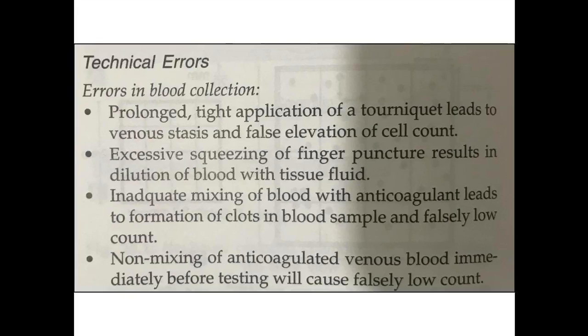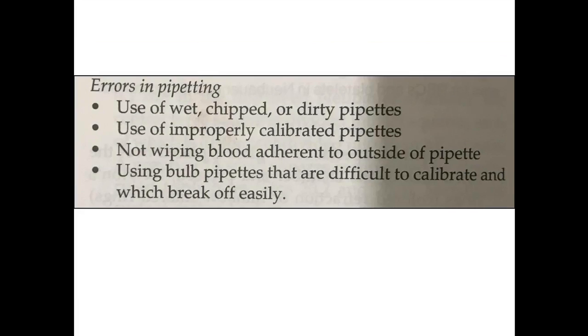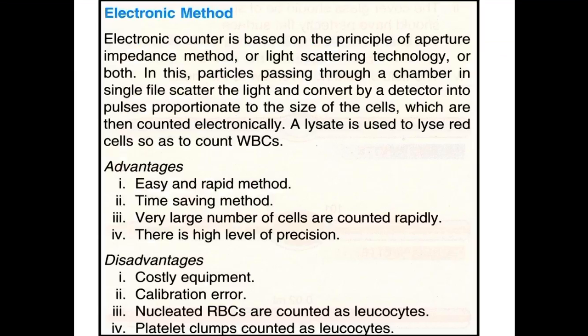In the next step, mixing of the blood with anticoagulant, if that is inadequate, again it can lead to formation of clots in the blood sample and result in a falsely low count. And non-mixing of the anticoagulated venous blood immediately before testing can also cause falsely low counts. Now coming to the pipette, a dirty or improperly calibrated pipette can result in certain errors. So you have to make sure that the pipettes are calibrated and clean.